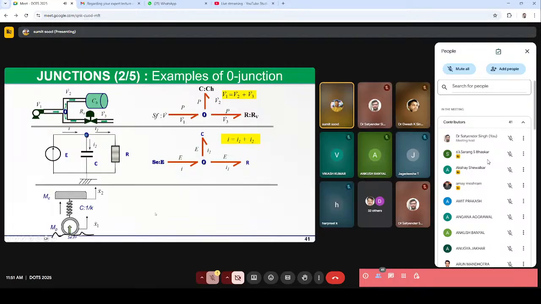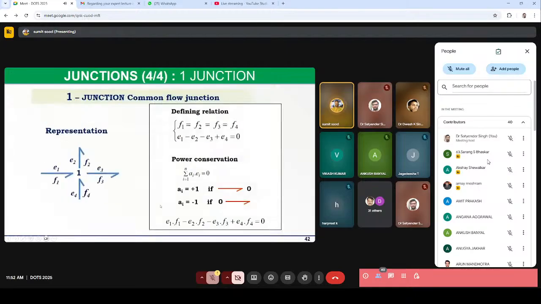Likewise for the mechanical domain. So here, we have to use the zero junction at the connection of this spring and this mass and for the tire here, because they too will move at different velocities. So we say that the effort will be the same between the two, so we have to use the zero junction. We will come to the one junction now, to understand what the one junction means.